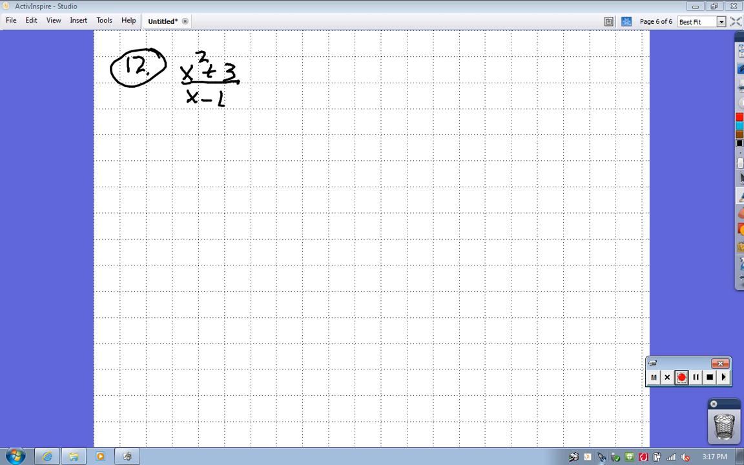This is Math 141 Practice Test 1. This is question number 12. We're supposed to just sketch a graph of the function, and we're supposed to show the asymptotes. I'm not going to worry too much about the zeros. Let's just focus on those asymptotes.